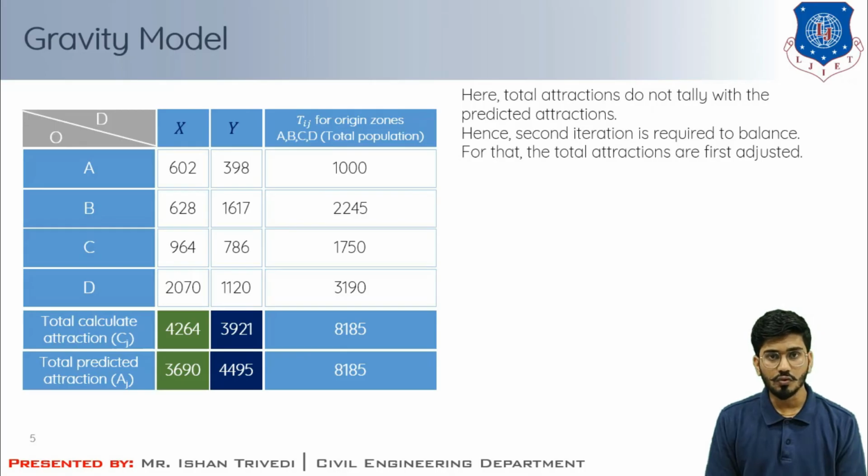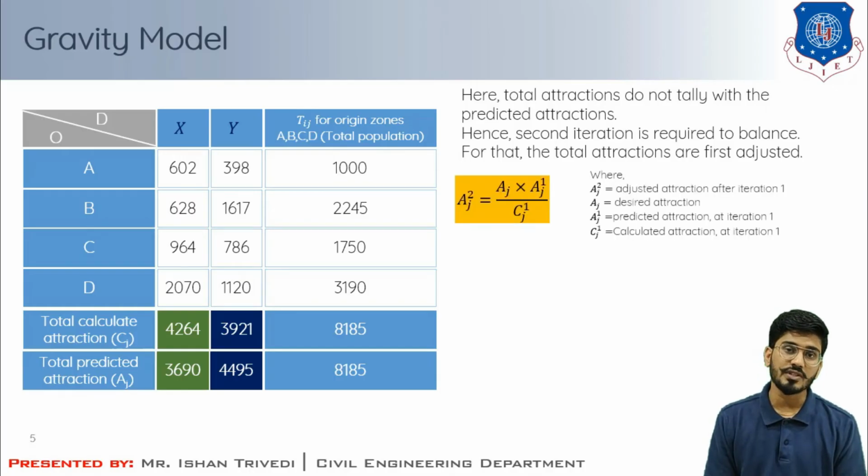So first we need to adjust our attraction, and based on that we can easily compute the nearest attraction for the second iteration. That is our second aim. So here I am going to adjust this attraction, and for that we have the equation Aj2 is equal to Aj into Aj1 upon Cj1, where Aj2 denotes the adjusted attraction after iteration 1, Aj is the desired attraction, Aj1 is the predicted attraction at iteration 1, and Cj1 is the calculated attraction at iteration 1.